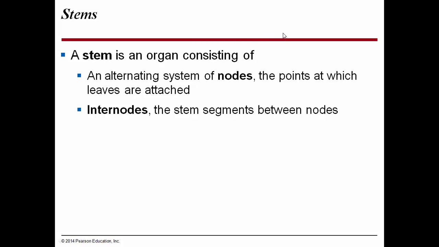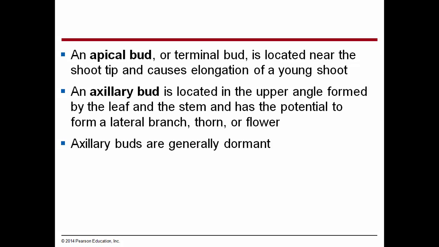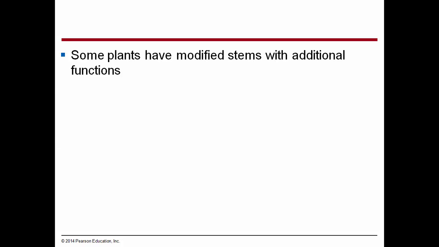A stem is an organ consisting of an alternating system of nodes, the points at which leaves are attached. Internodes are the stem segments between the nodes. An apical bud, or terminal bud, is located near the shoot tip and causes elongation of a young shoot. An axillary bud is located in the upper angle formed by the leaf and the stem, and has the potential to form a lateral branch, a thorn, or a flower. Axillary buds are generally dormant. Some plants have modified stems with additional functions.